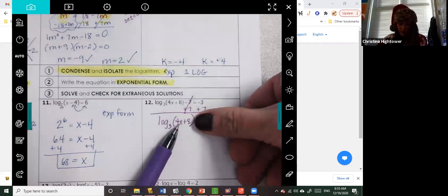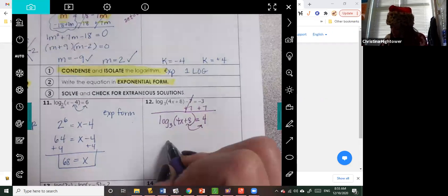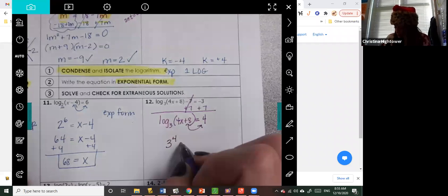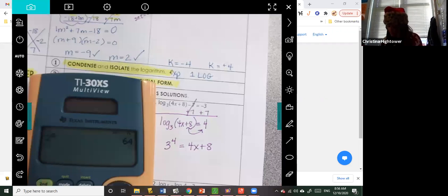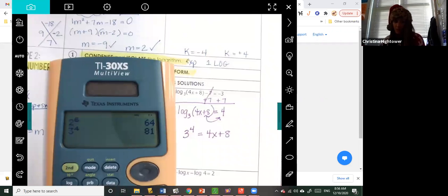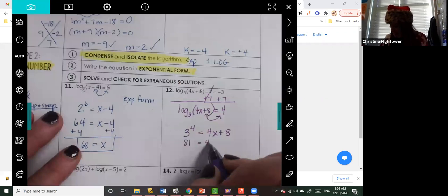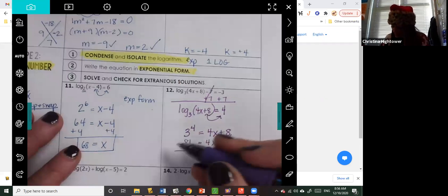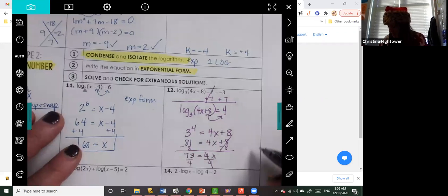So now I can rewrite this in exponential form. So up and swap. So the 3 moves up, the 4 goes on the 3, and then you swap and the 4x plus 8 goes to the other side. So we're going to figure out what 3 to the 4th is. 81. So I have 81 equals 4x plus 8. Subtract 8, subtract 8. 81 minus 8 is 73. Divide by 4, divide by 4, and your answer ends up being 73/4.